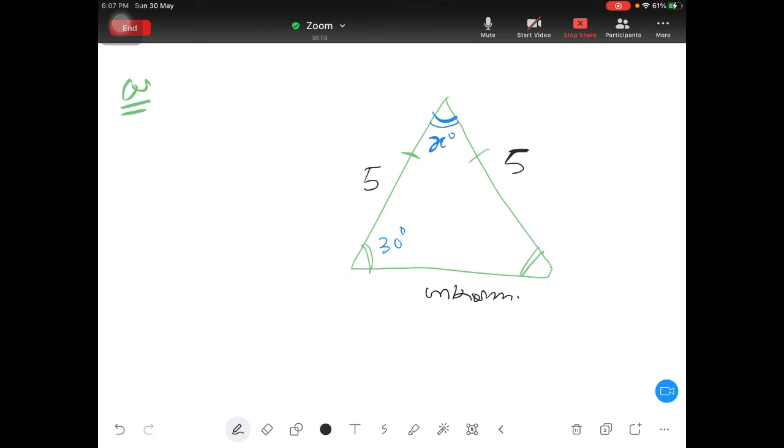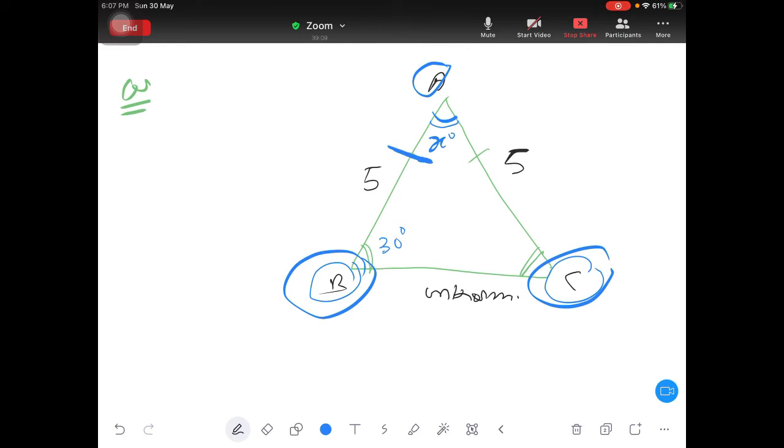Yes, you mean if I give the names A, B, C, then angle B and angle C will be the same because these two sides are the same. So 5 and 5, they are the same. Very good.